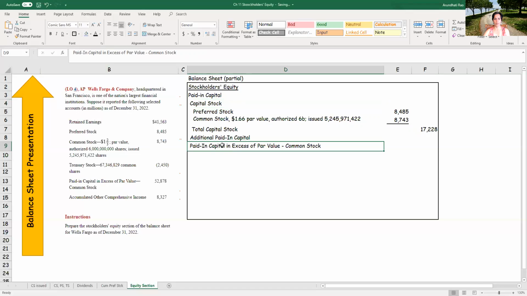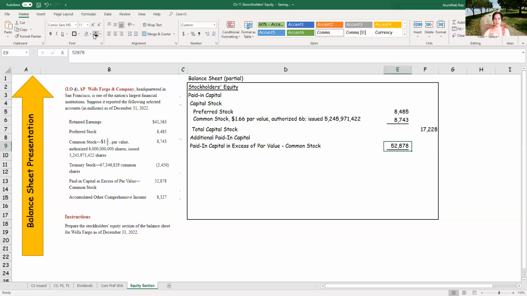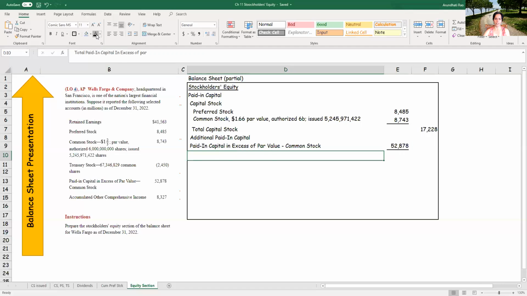Okay, so for the additional paid-in capital, I have only common shares. I'm going to list that number over here. If I had more, as in even the preferred stock information, I would have listed it here in the inside column. Now, although it's just one number, I put that in the inside column just for the sake of presentation.